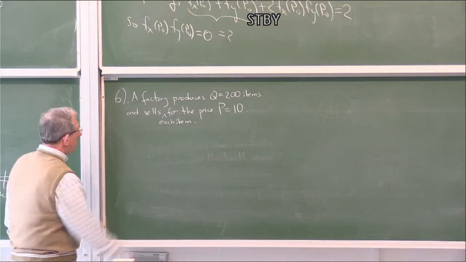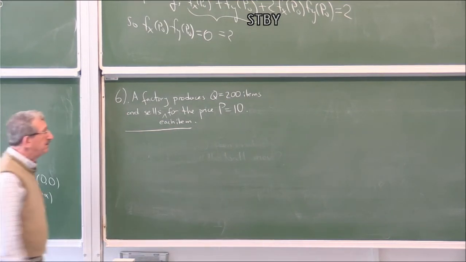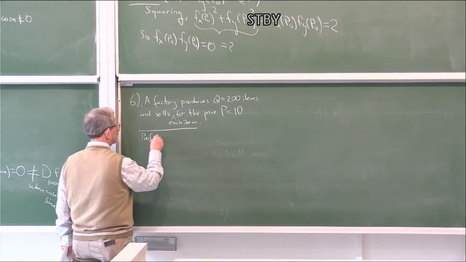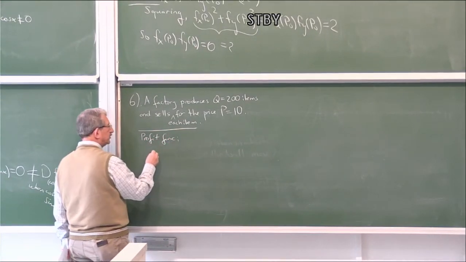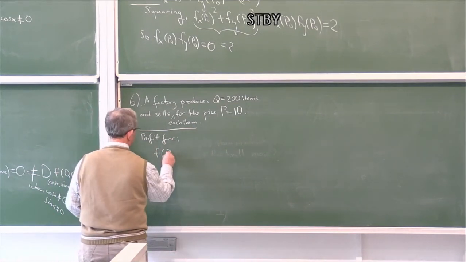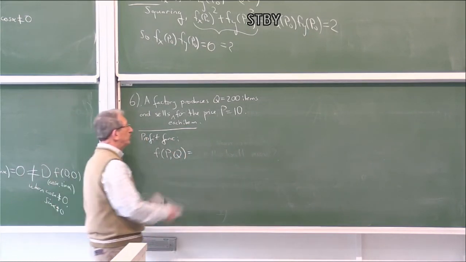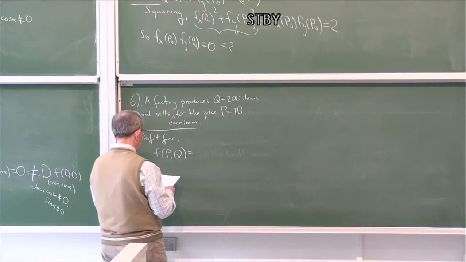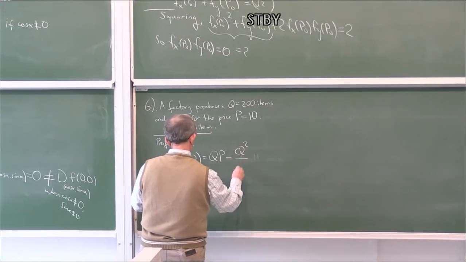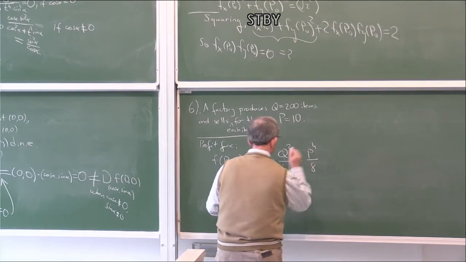And there are mathematicians hired by this company, and the profit function happens to be, let me put P first. It depends on the price and the quantity produced, and it happens to be QP minus Q squared over 4P minus P to the fourth over 8.